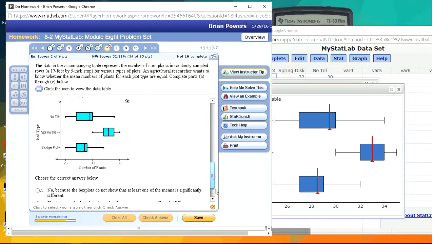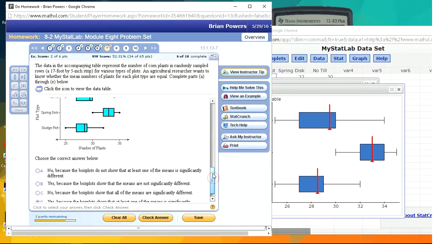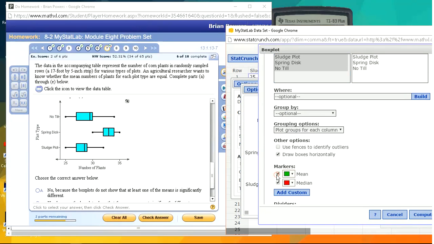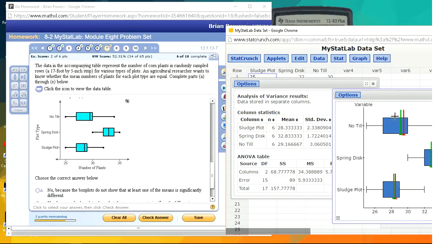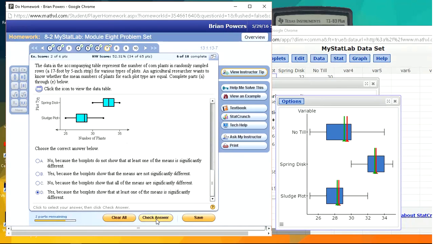I would say yes. They do support it because it looks like at least one of the means is significantly different from the others. It certainly looks like it. Although it's worth mentioning that the box plots don't show you the mean, they show you the median. If we wanted to actually look at the mean, let's edit this and show the mean in green. The mean isn't that far off from the median, but still, it's not the same as the median. But yeah, one of those means is very different from the others.